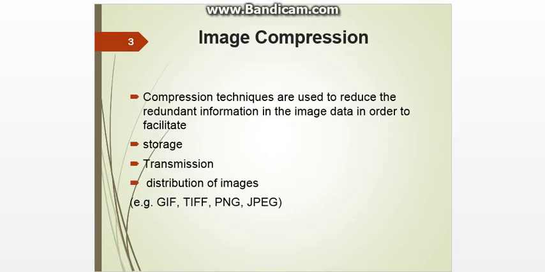Now, what is image compression? The compression techniques are used to reduce the redundant information in the image data in order to facilitate storage, transmission, and distribution of images. The basic concept of image and video compression is redundancy removal. The types of redundancy can be classified as spatial, temporal, statistical, and visual redundancy. By some mathematical algorithm and human visual system characteristics, the digital image and video information can be manipulated and represented in a more compact way. That is what digital image and video coding does to shrink the data size.